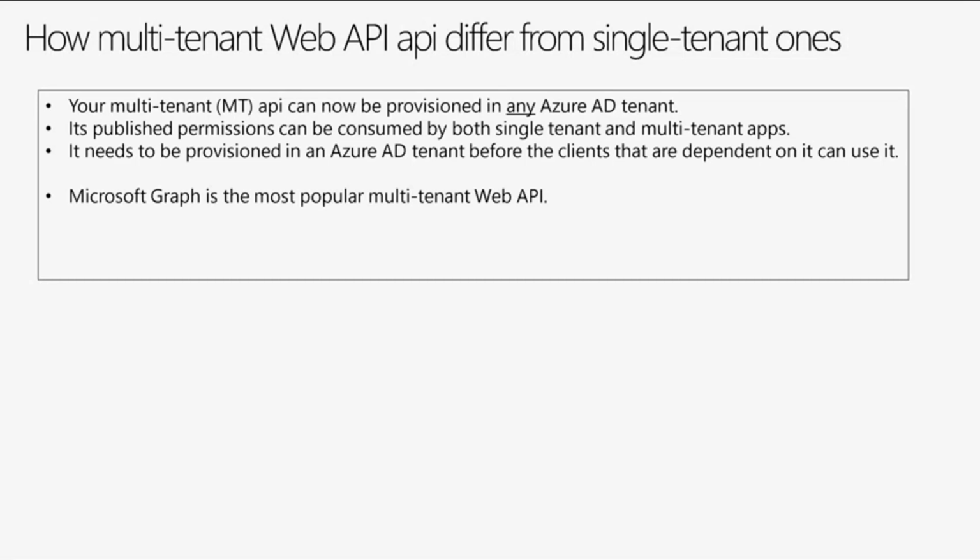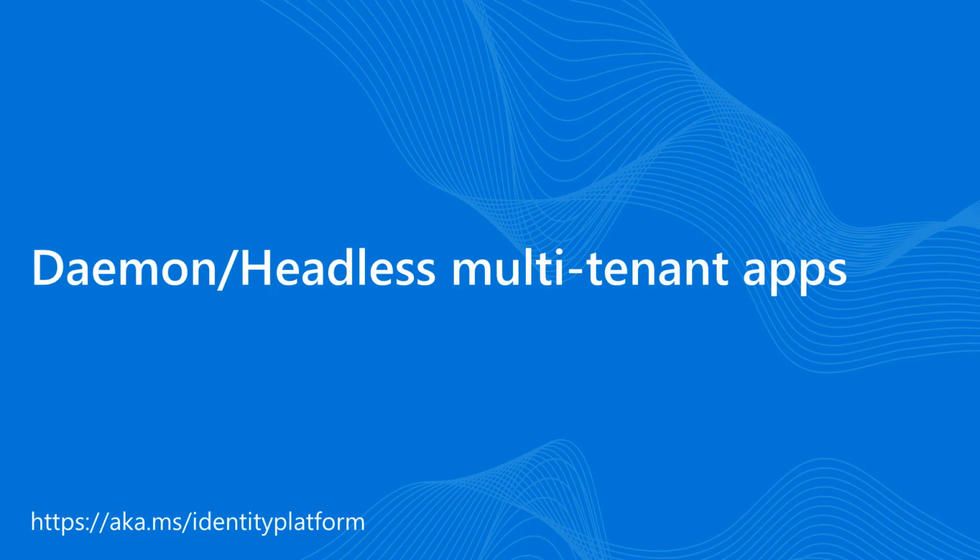And just for your information, the most popular web API out there is Microsoft Graph. And if you have worked with it and you have developed applications and got permissions and tokens for it, you're essentially interacting with a web API, which is a pure multi-tenant web API.